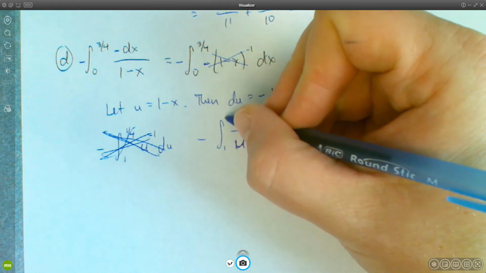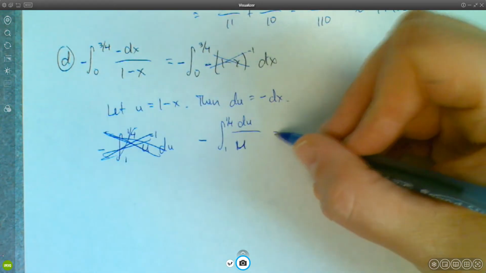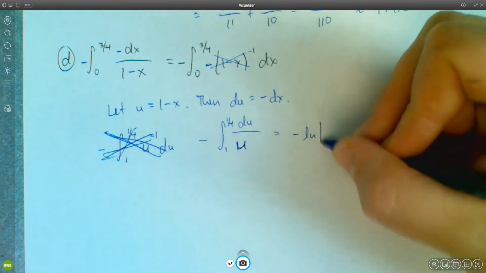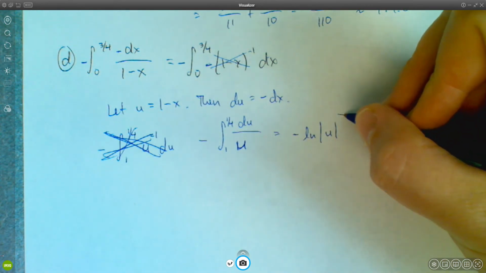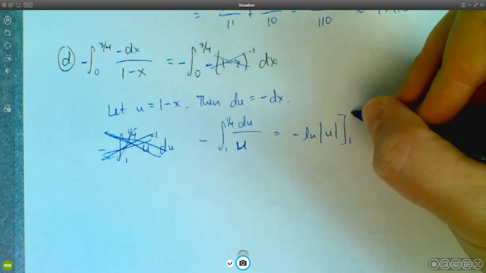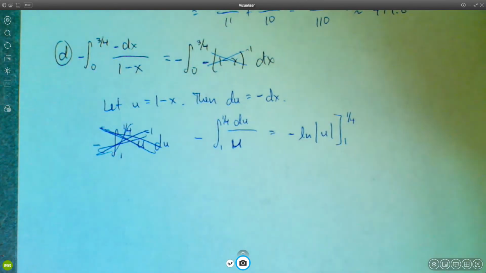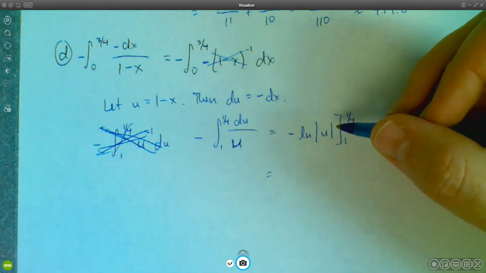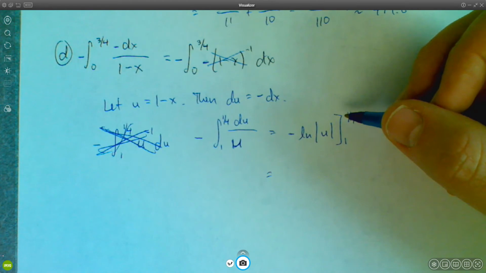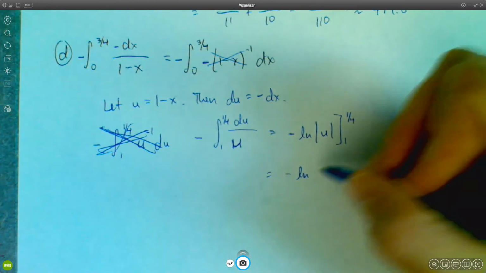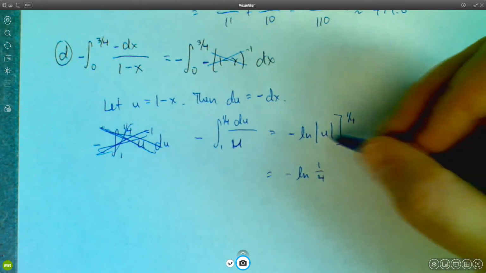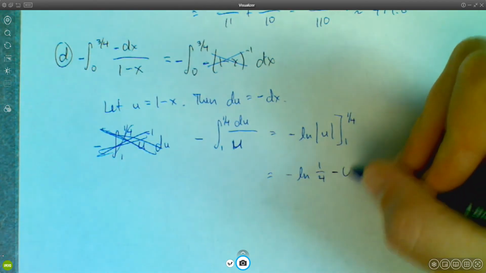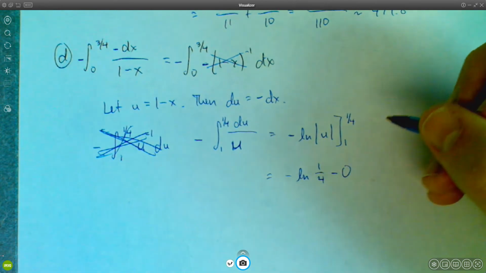Going from 1 to 1/4. Okay, so that's negative ln of absolute value of u, evaluated from 1 to 1/4. Very good. If I plug in 1/4, oh, that's so nasty. I get negative ln of 1/4. If I plug in 1, though, that's a little easier. ln of 1 is just 0, so this is minus 0. So I just get negative ln of 1/4.